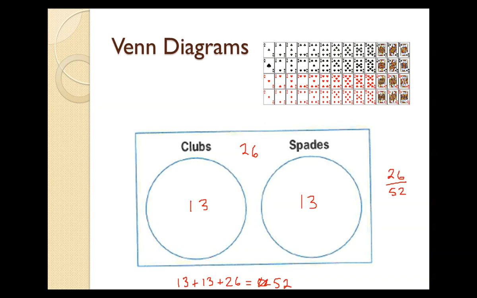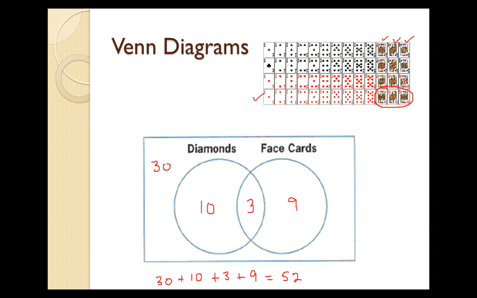But in the second case, I'm just going to erase that. In the second case, if we were looking for the probability of drawing a diamond or a face card, think about what would happen if you just added up the number of diamonds, which is 13, plus the number of face cards, which is 12. That gives you 25. And 25 is actually not the probability of drawing a diamond or a face card, because as you can see in here, 10 plus 3 plus 9, there are only actually 22 cards that are either a diamond or a face card.